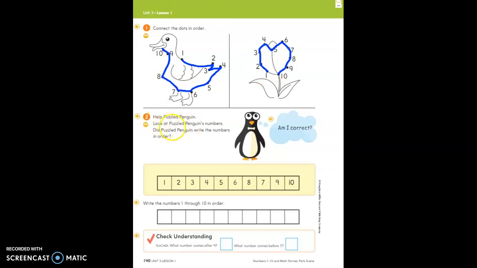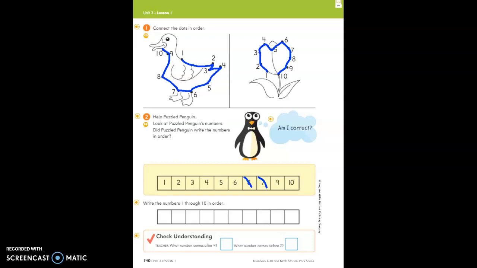Help Puzzle Penguin. Look at Puzzle Penguin's numbers. Did Puzzle Penguin write the numbers in order? Is it correct? Let's check. 1, 2, 3, 4, 5, 6. Oh, that's not right. 7, oh, and that's not right. 9 and 10. Yes. So, he didn't do it right, did he?